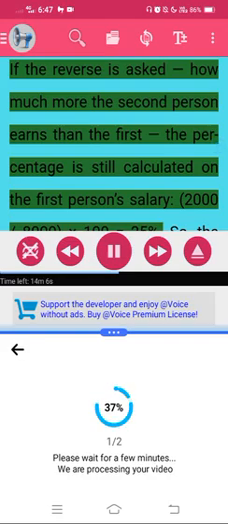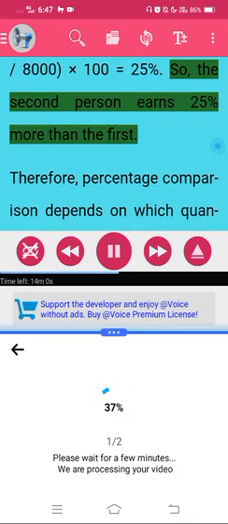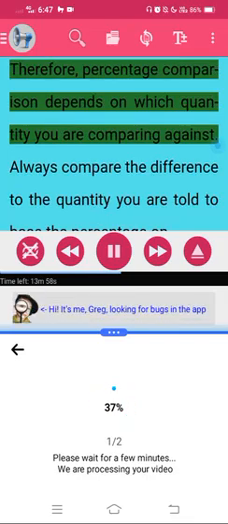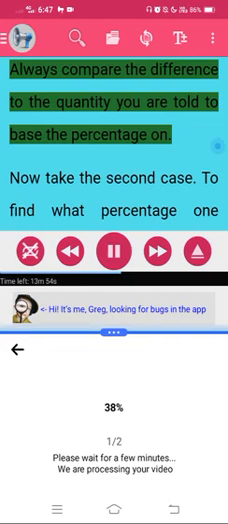If the reverse is asked, how much more the second person earns than the first, the percentage is still calculated on the first person's salary. 2,000/8,000 times 100 equals 25%. So, the second person earns 25% more than the first. Therefore, percentage comparison depends on which quantity you are comparing against. Always compare the difference to the quantity you are told to base the percentage on.